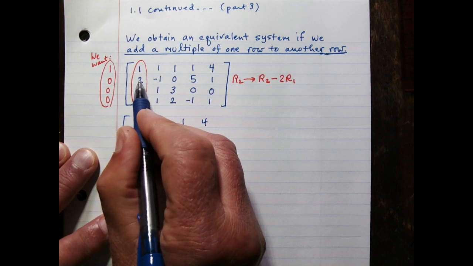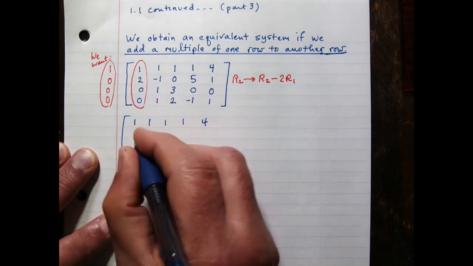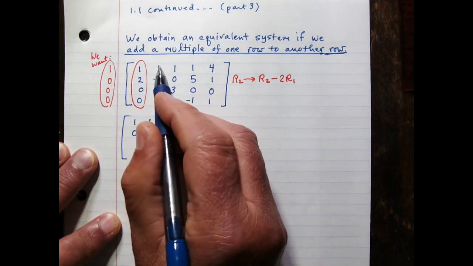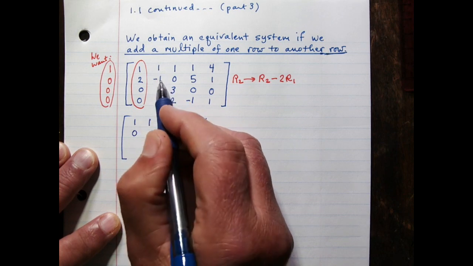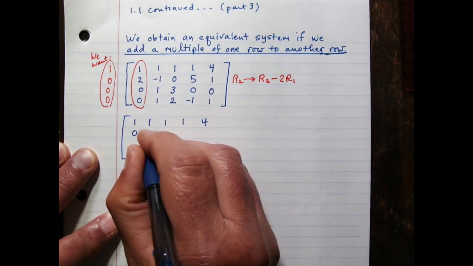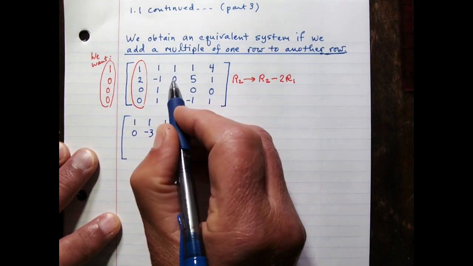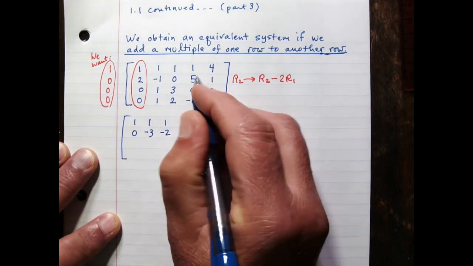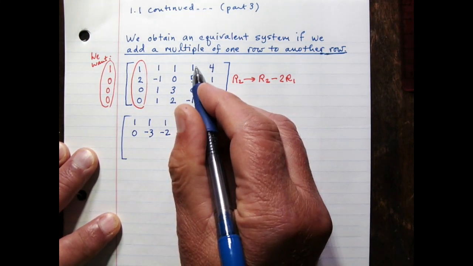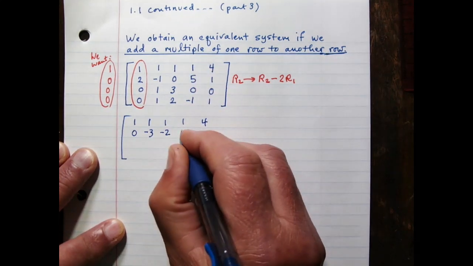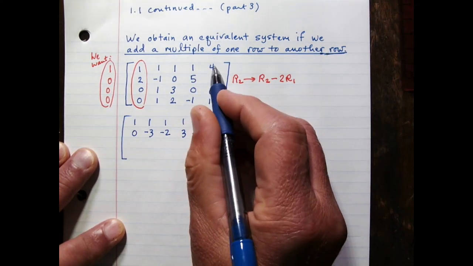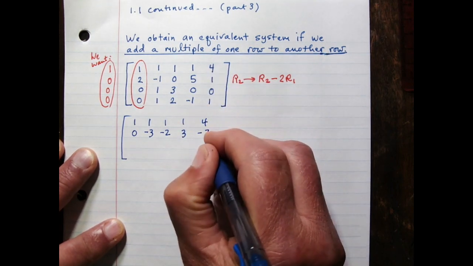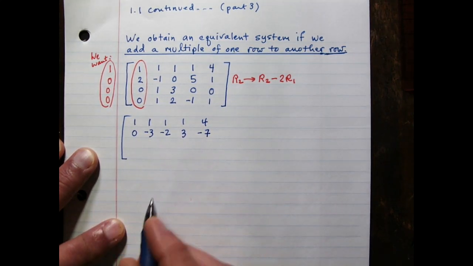I'm going to take 2 minus 2 times 1, which is 0. Then negative 1 minus 2 times 1: that's a negative 1 and a negative 2, which gives me negative 3. 0 minus 2 times 1 is going to be minus 2. 5 minus 2 times this 1 is going to leave me with 3. 1 minus 2 times 4 is 1 minus 8, which is negative 7. So that's how the second row has changed.